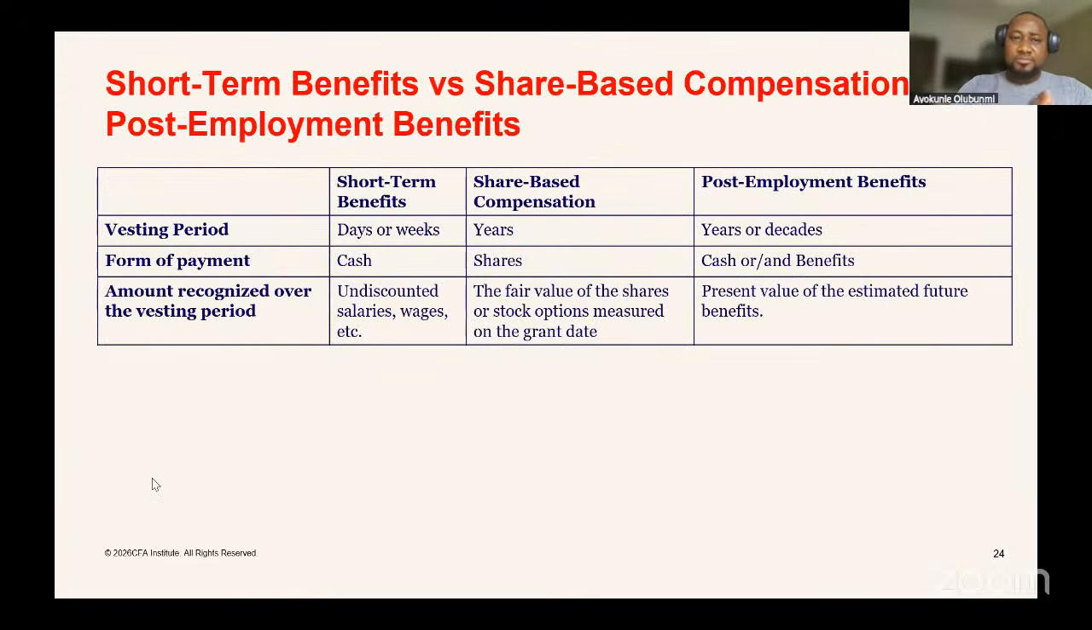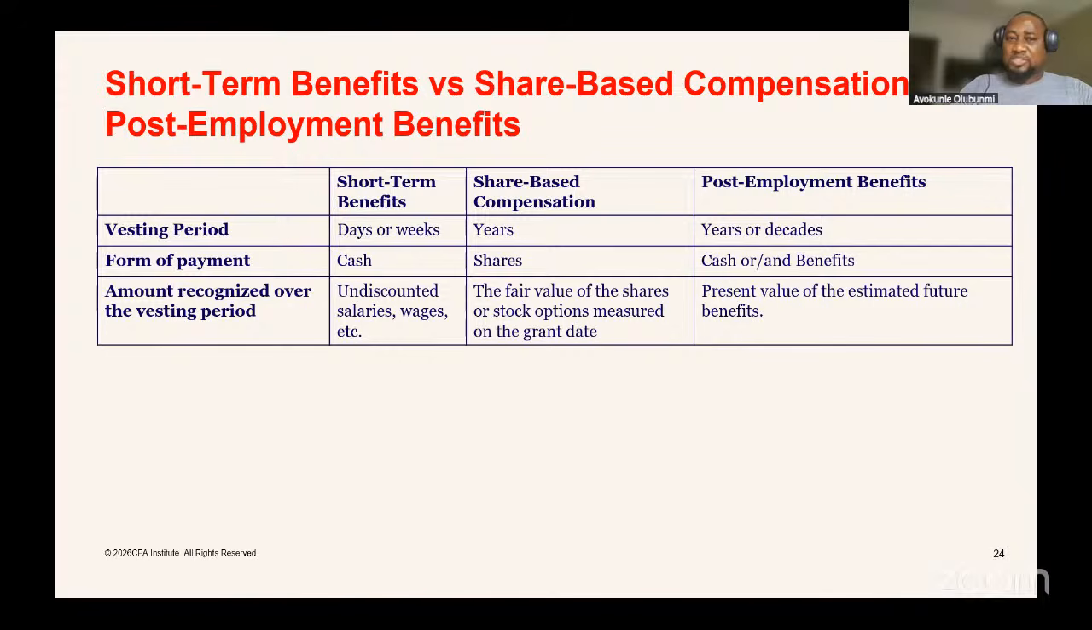Right. Now, for short-term benefits that we mentioned earlier, what you see is that the vesting period is typically days, maximum of weeks. And oftentimes the form of payment is actually cash. So what we record is the undiscounted salary or wages of that particular employee, the undiscounted cash that the employee will actually get. That is what we expense. And of course, we amortize it over the vesting period.